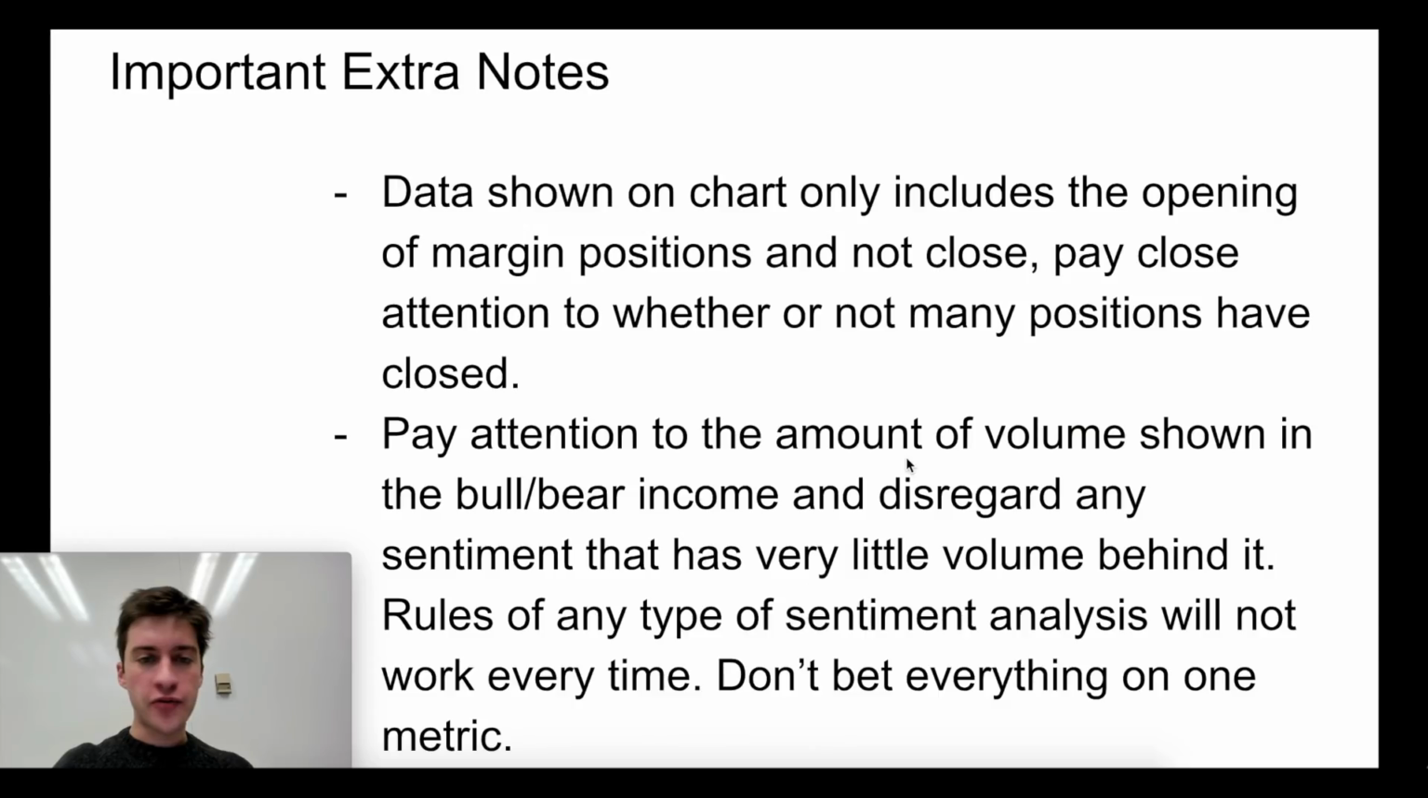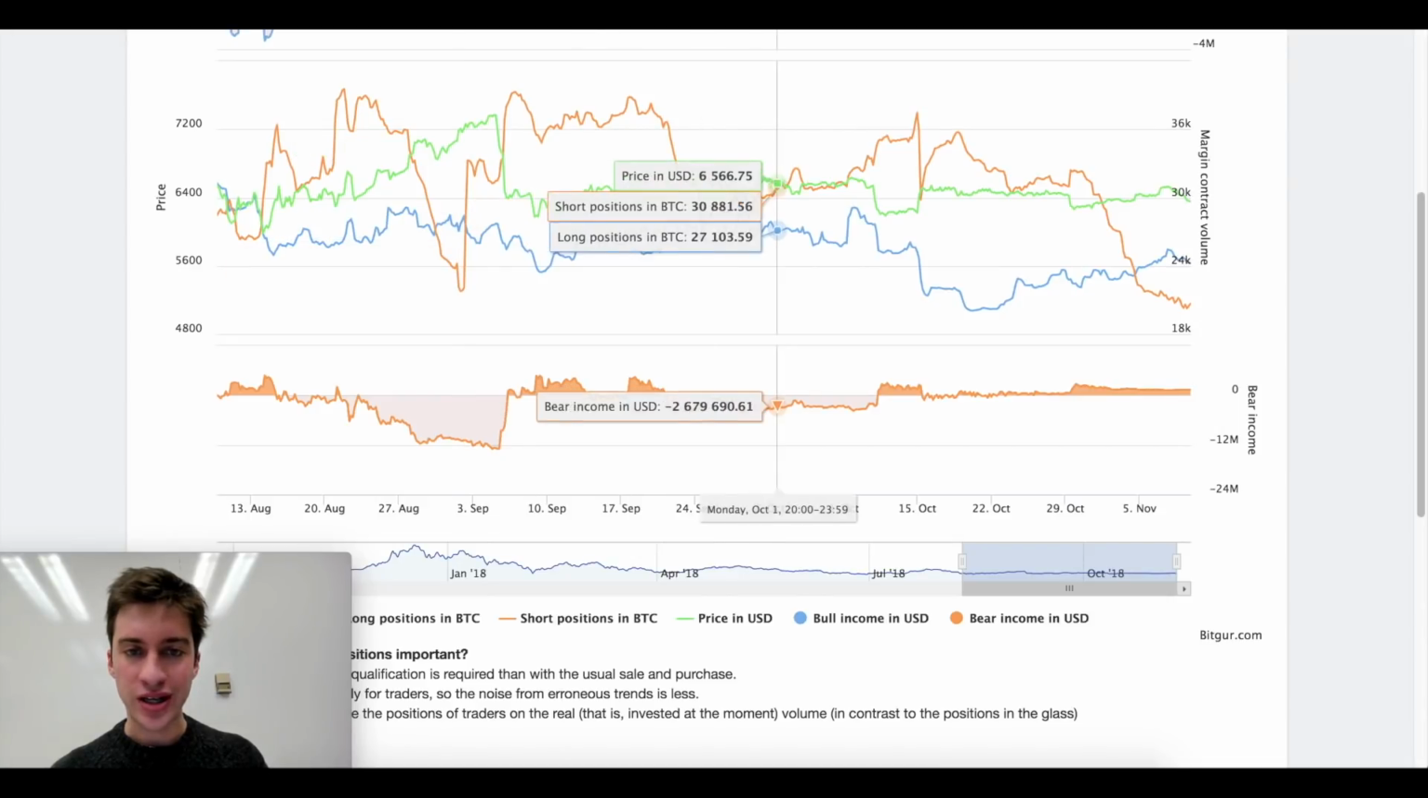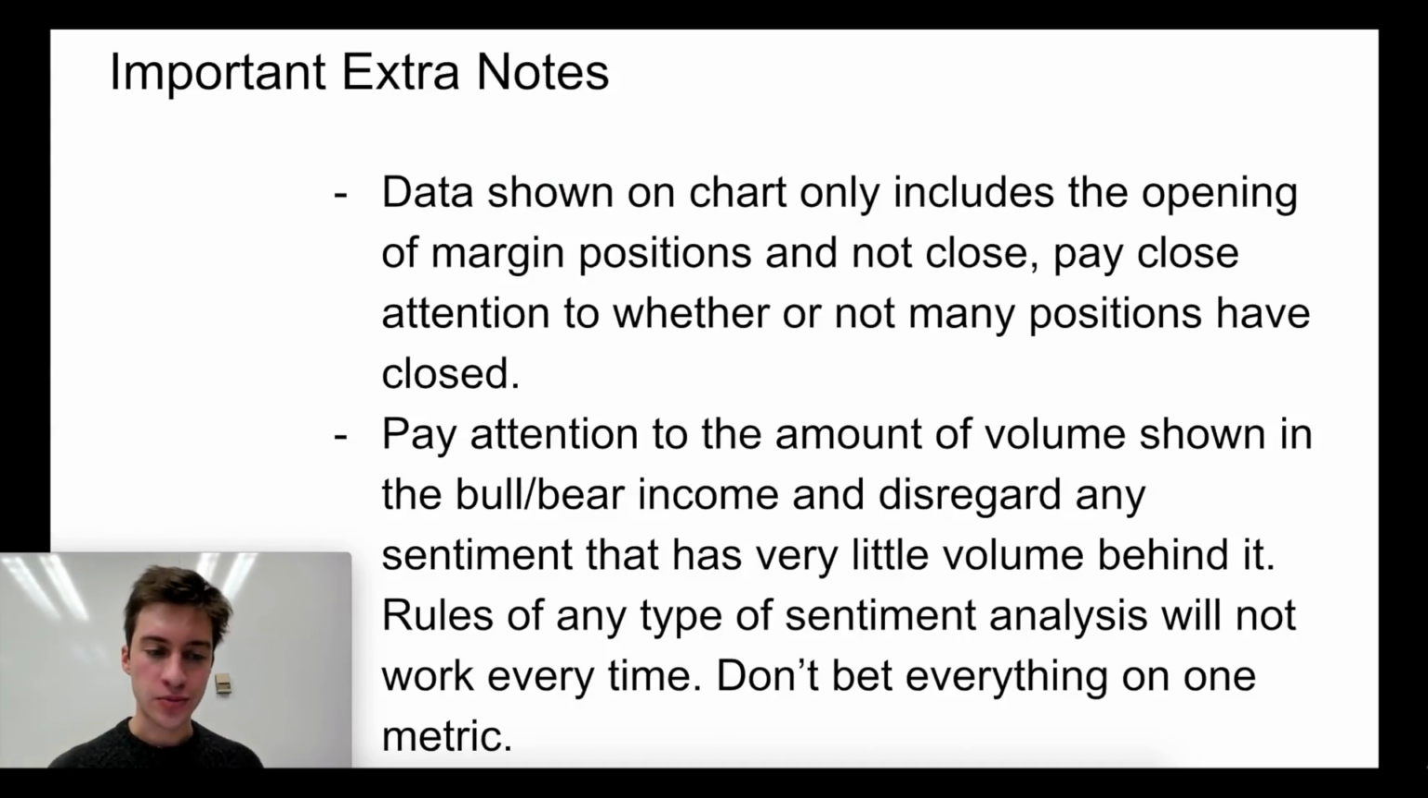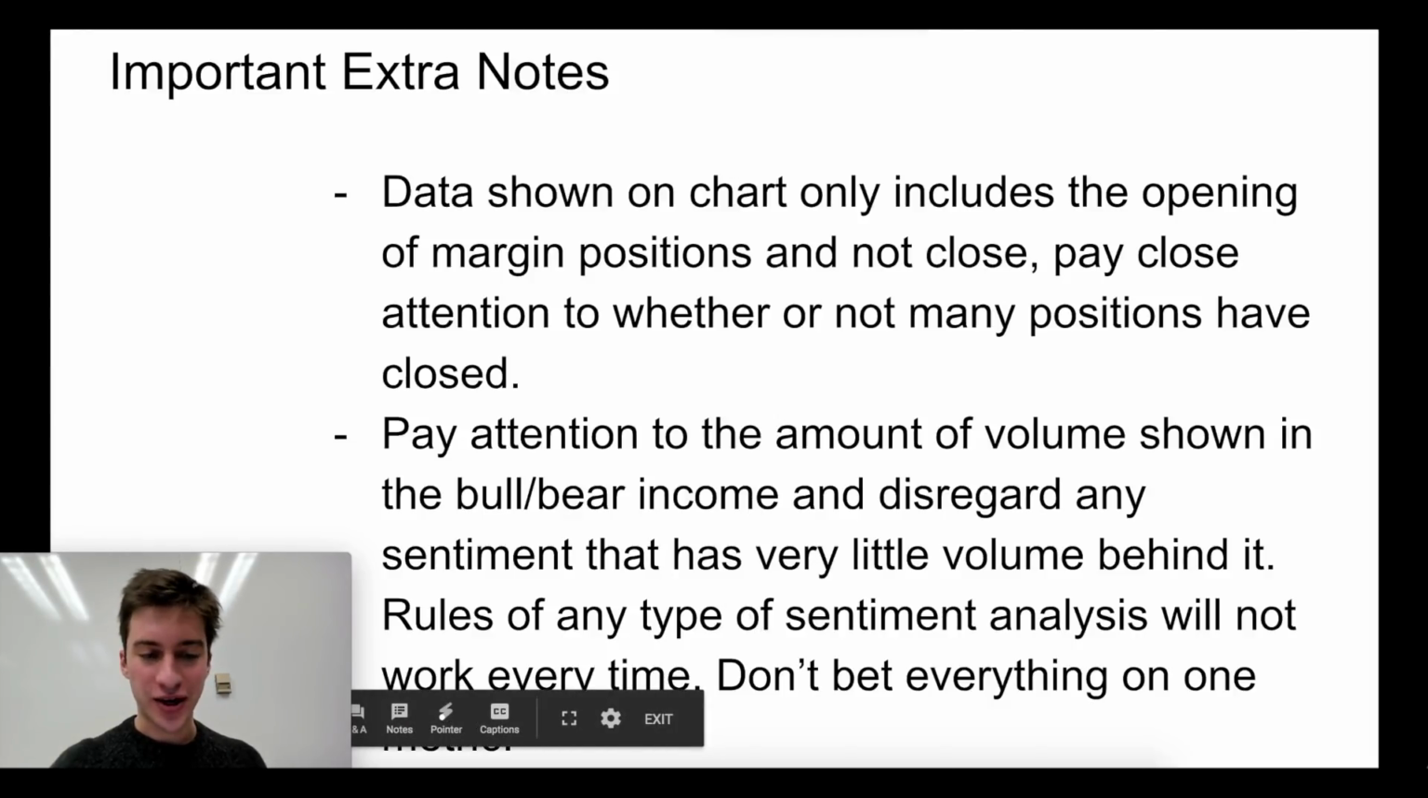Now, a few extra notes that I do want to put here when you take a look at this data. The data shown on the chart only includes the opening margin positions, which I have said. Second note is pay attention to the amount of volume shown in the bull and bear income, because sometimes if there's very little volume, then we can't really read the sentiment as well. But on the examples such as Bitcoin and EOS, we had plenty of sentiment volume, so we could use it. And then this one as well. Of course, don't bet everything on one indicator. That's probably not a good idea.